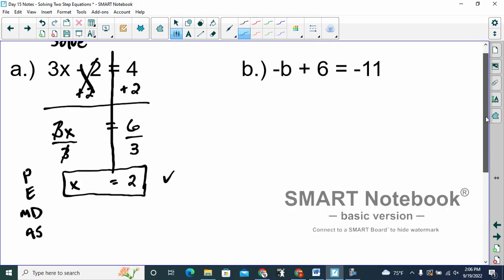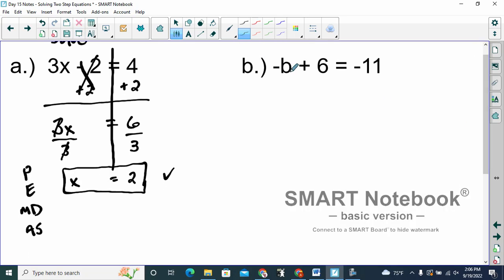Part B, again, we were asked to solve: negative b plus 6 equals negative 11. It might be helpful, if you ever just see a negative in front of a variable, sometimes it's helpful to change it to a negative 1. I'm going to do that here. Negative 1b plus 6 equals negative 11. Make sure your b and your 6 don't look like each other.